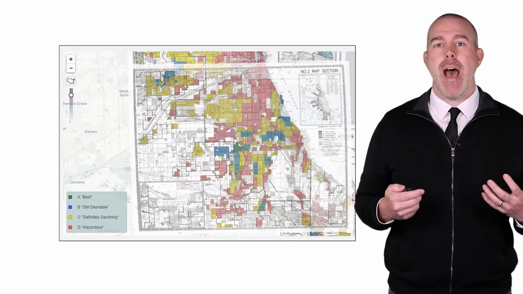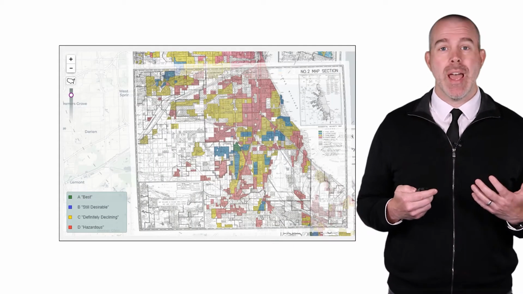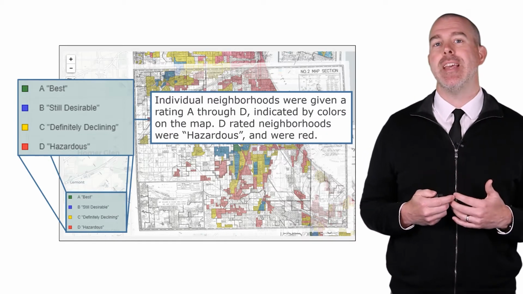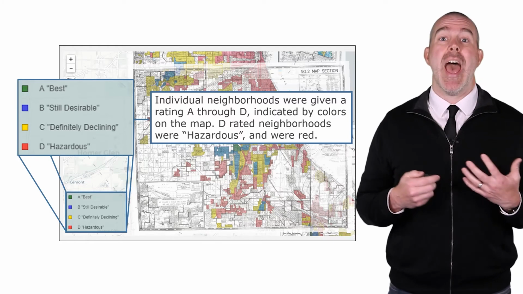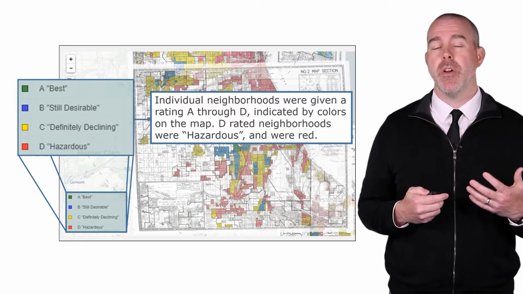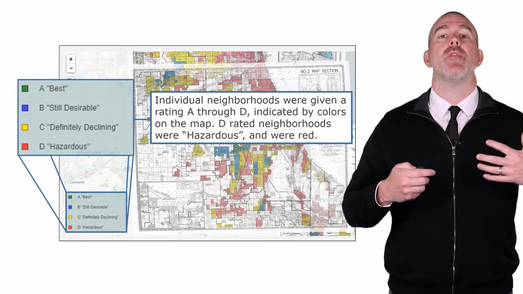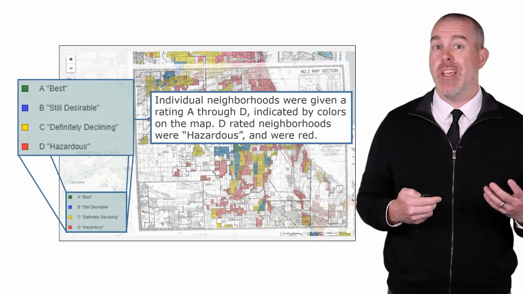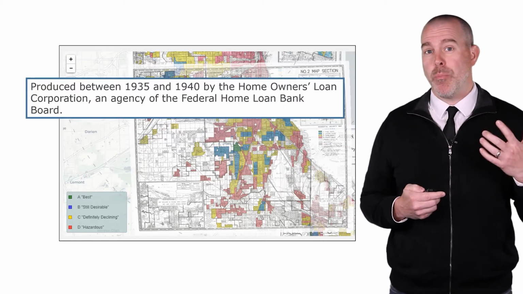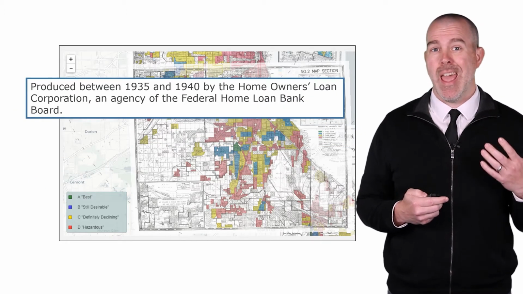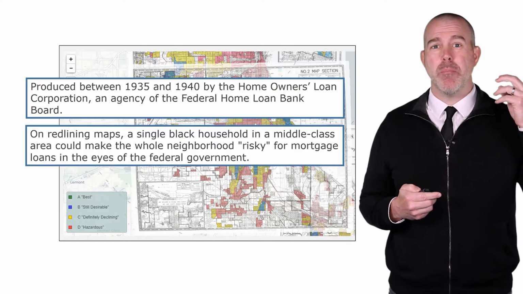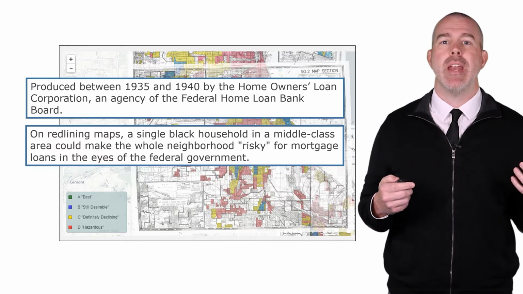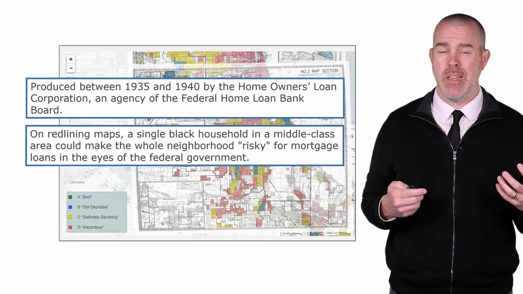So there are these maps, and you can see the different colors. The redlining is because the red areas were the not desirable ones. They were rated A, B, C, and D. And so D was a hazardous neighborhood, a red neighborhood, and that was hazardous in terms of its ability to be safe to give loans to. Here's the kicker. These were produced by the federal government, and a single black family living in a neighborhood could cause the whole neighborhood to be rated hazardous, given a red rating.